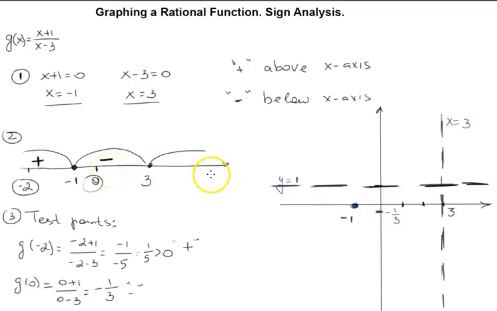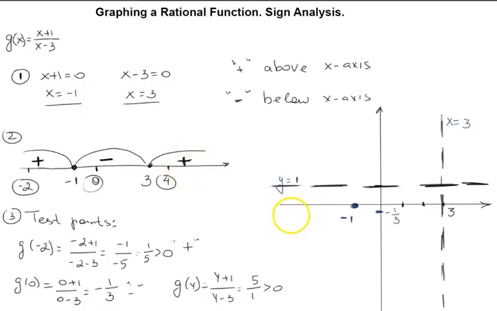And then for the third interval, I will use the number 4 as a test point. So g of 4 equals, plugging in 4 instead of x, (4 plus 1) over (4 minus 3), which equals 5 over 1, which is positive, so it's a plus.